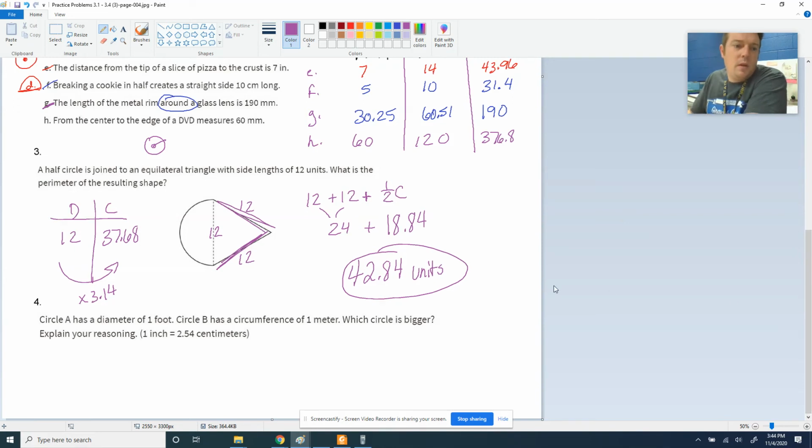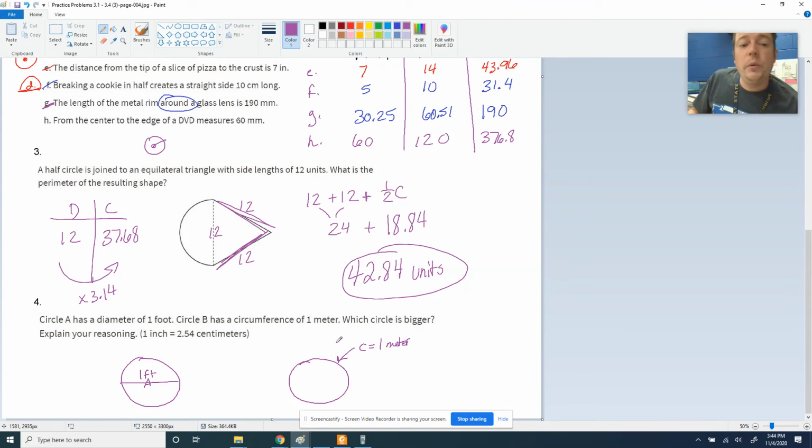All right, moving on. Circle A has a diameter of 1 foot. So circle A, diameter 1 foot. There you go. Circle B has a circumference of 1 meter. So circumference C equals 1 meter. Which circle is bigger? Ooh. So we got to do some converting here. We got to get inches and feet to the same comparable measurement. This is a tough little doozy.